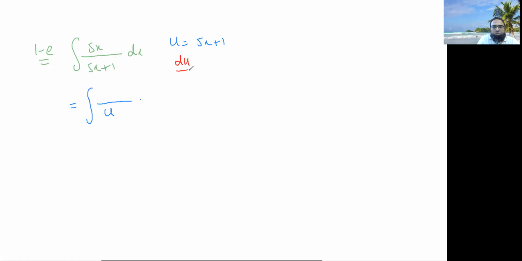Then I find du by dx from here. So du by dx is equal to 5. Then I do cross multiplication and I get that dx is du over 5. So that means this dx is going to be replaced with du over 5. Now, what about this 5x? If you look at this 5x plus 1, this can be written as 5x equal to u minus 1. So I will be writing here u minus 1.